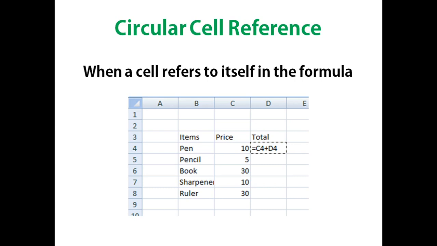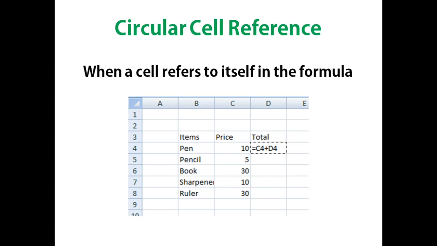Now in part 3, we talked about 3 kinds of cell referencing. One was relative referencing, the second absolute referencing, and the third mixed referencing. Now there is something known as circular cell reference. What is this? This happens when you're typing a formula in a cell and you're using the address of that very cell in that formula. So it's referring to itself in the formula. That's known as circular cell reference.